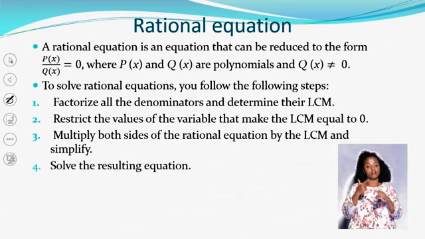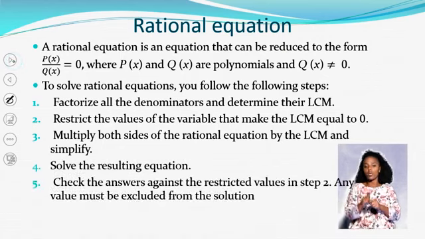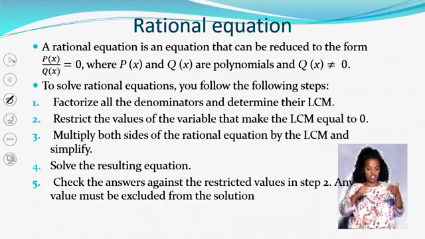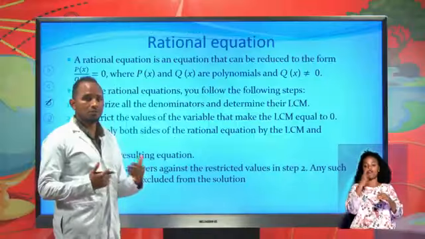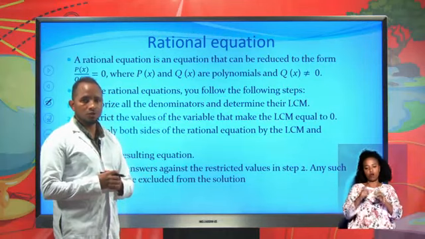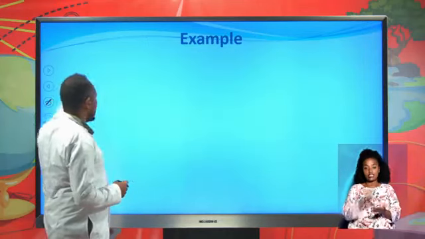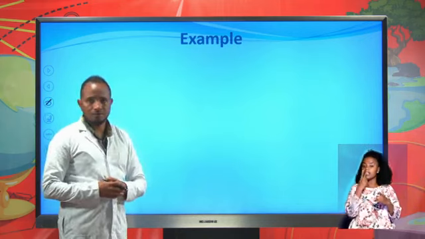After that, solve the equation. And finally, check the answers against the restricted values in step 2. Any such value must be excluded from the solution. The restricted value must be excluded from the solution. So these are the steps. Now let's see an example for this.